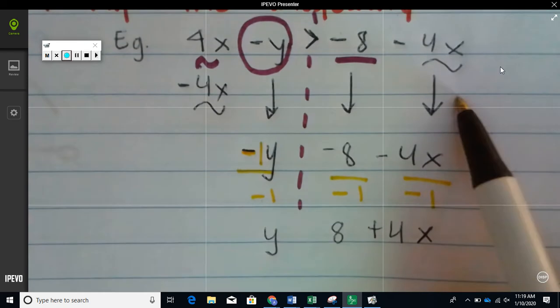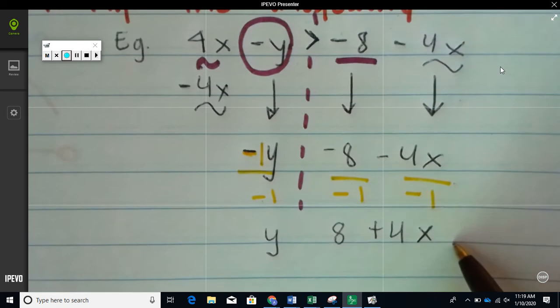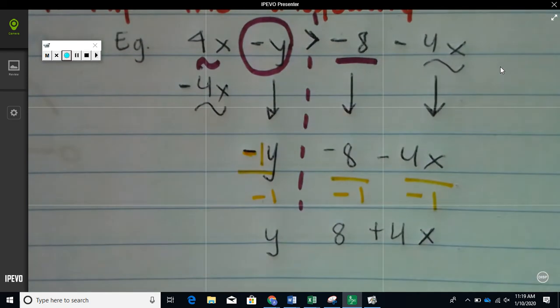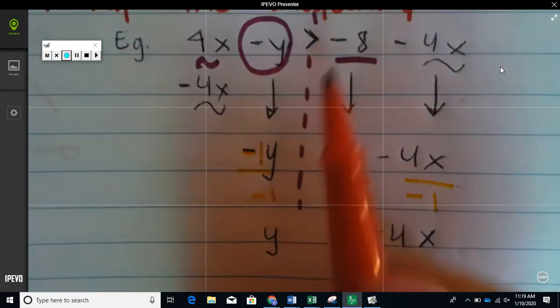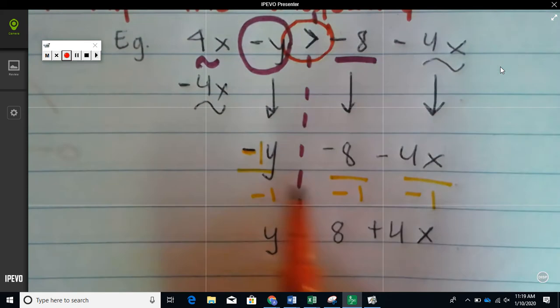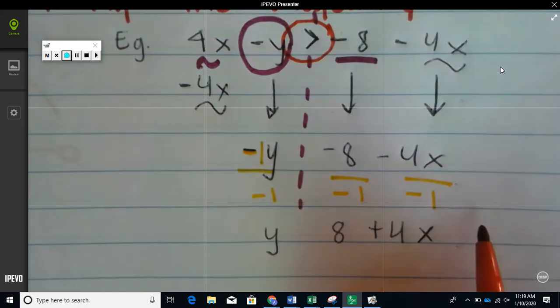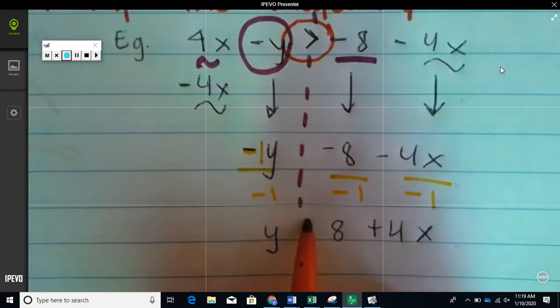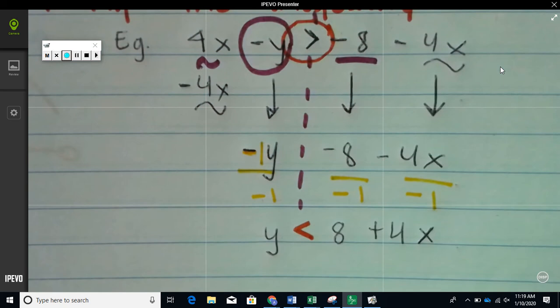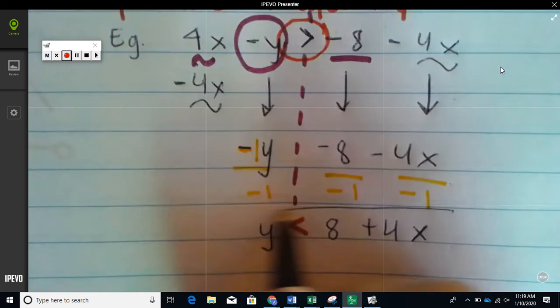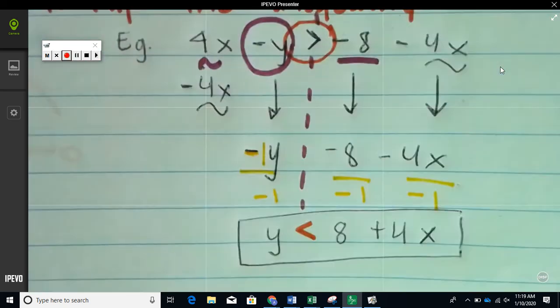So I moved, I divided, and now I'm going to see if I need to flip this inequality. It was greater than. Did I divide by a negative? I did, so that means I have to flip it. And that is my final answer. So we're going to do another example together.